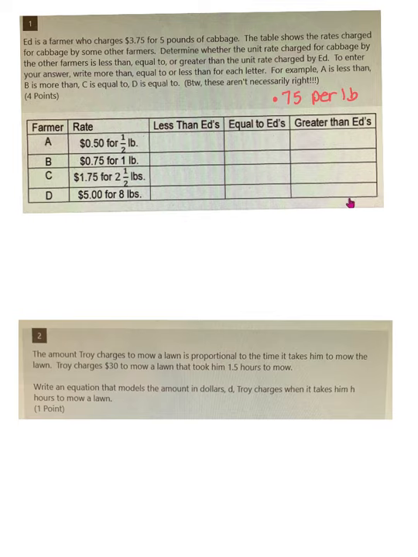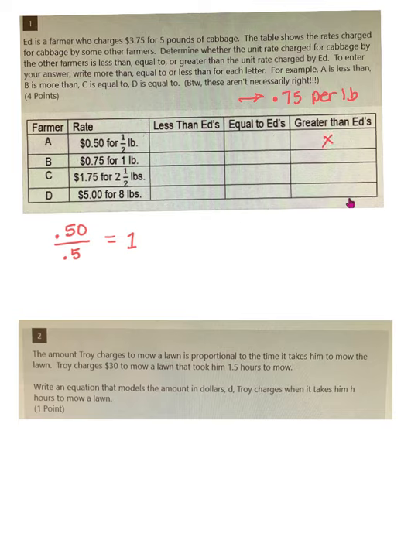So 50 cents per half pound, so you're going to take 50 cents and divide it by a half of a pound, which as a decimal is 0.5. So this is 1/2 divided by 1/2, and we get 1 whole, which makes sense, right? 50 cents for a half a pound. If you double it, it'll be $1 for 1 pound. And compared to Ed, so Ed is the almighty standard. So 1 is greater than 75 cents. So for A, we have greater than Ed.